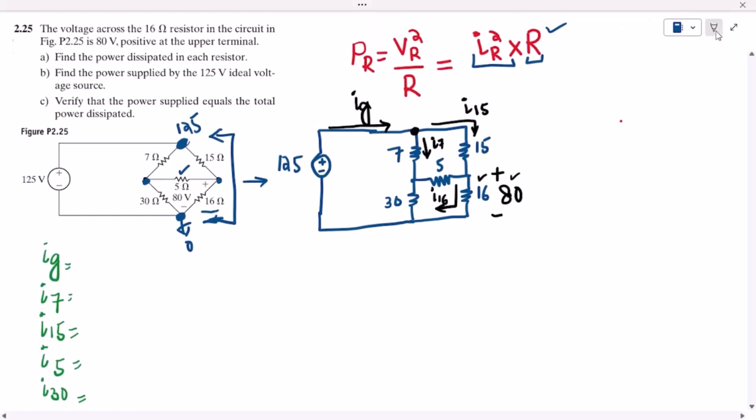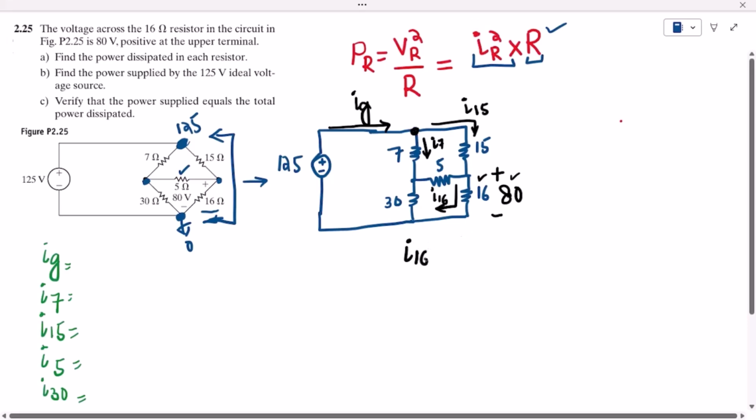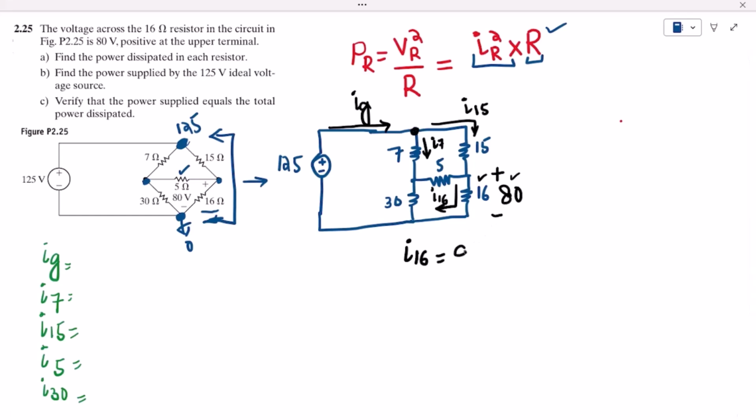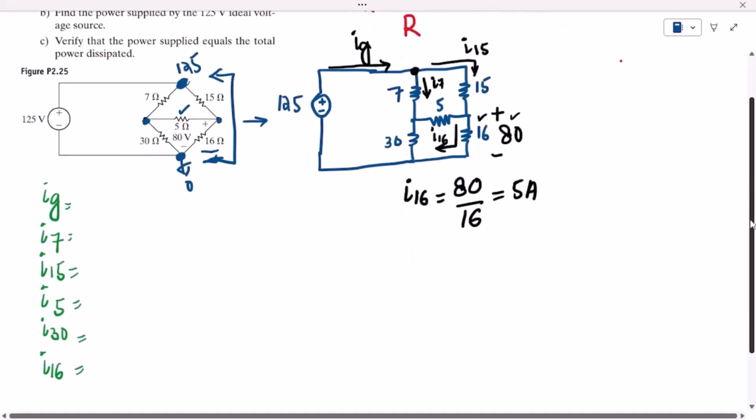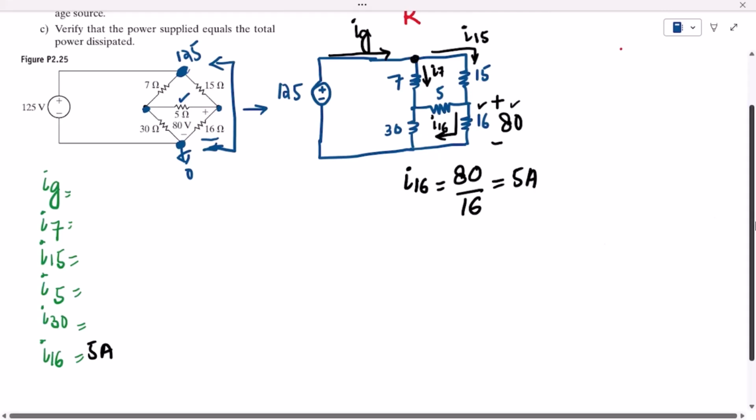Again selecting the same black color here. The value of I16 is what? The value of I16 is 80 volts, which is the voltage, divided by the resistance, which is 16, and this is from Ohm's law, which is V equal to IR, and from it we can clearly see that this is 5 amps. So I16 is here, so this is known, and that is 5 amps.